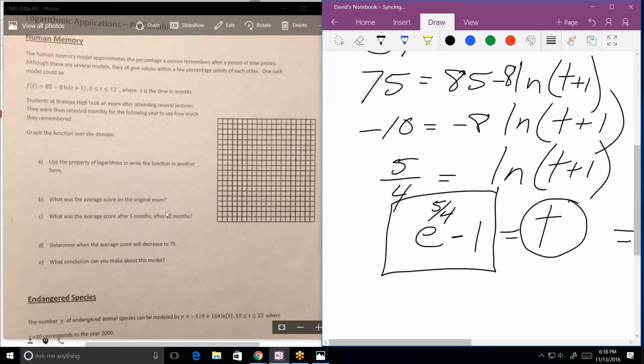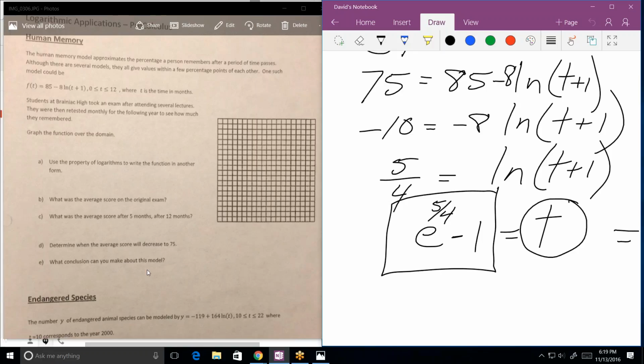What conclusion can you make about this model? Well, these are always subjective questions. The conclusion is that people forget information with time, I guess. I don't know what they want for an answer for E. I'll just kind of make something up. You could make up a number of things that would be true. It'd be hard to argue with, as long as your conclusion is correct, which is that you retain less and less material as time passes.